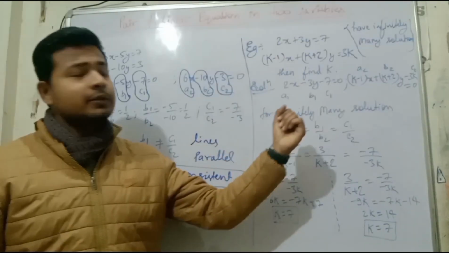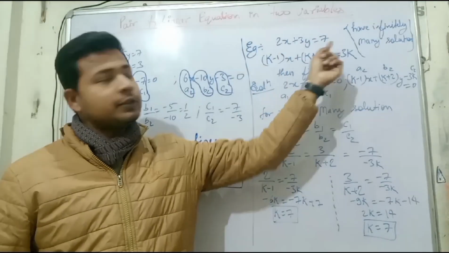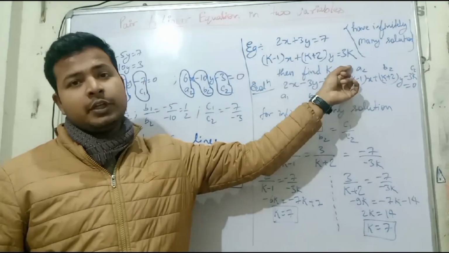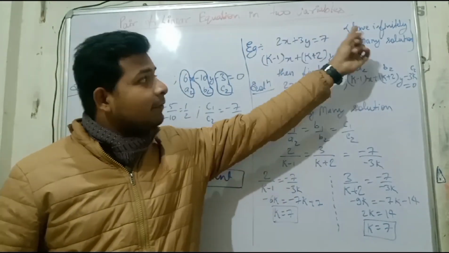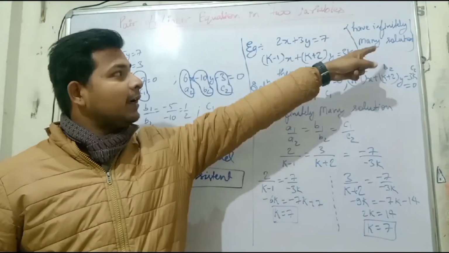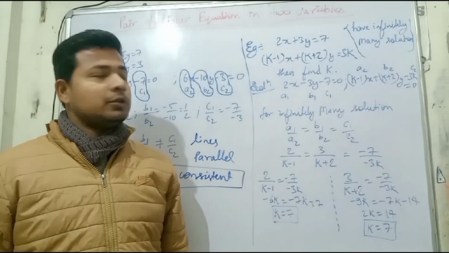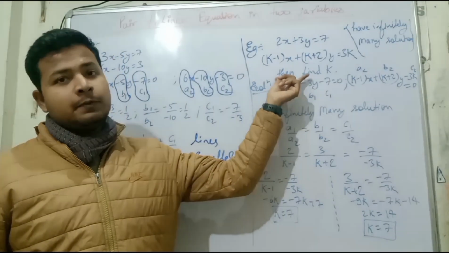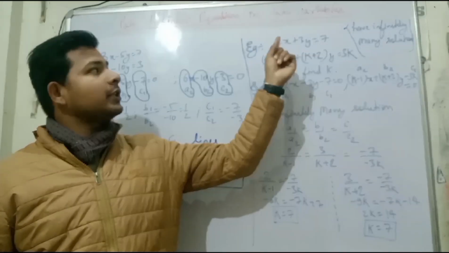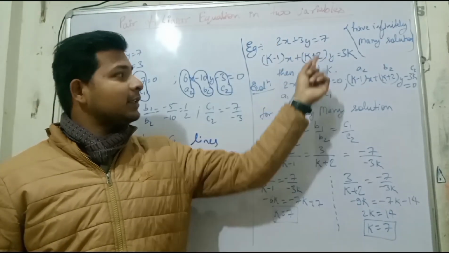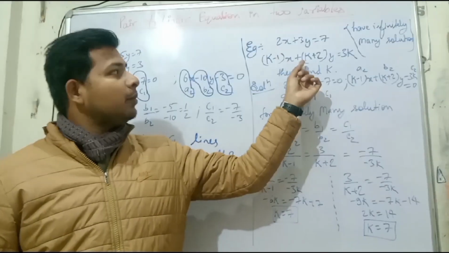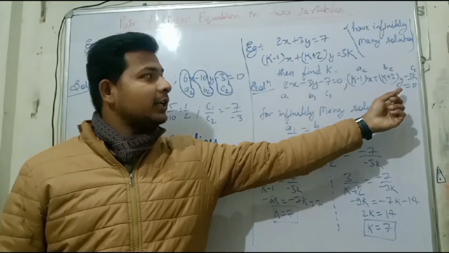One more example is here: 2x plus 3y equals 7 and (k minus 1)x plus (k plus 2)y equals 3k have infinitely many solutions. It is given that these two lines have infinitely many solutions. Now we have to find the value of k. In that case, first of all, write these equations in standard form. This will be 2x plus 3y minus 7, which is written here. So this will be what? (k minus 1)x plus (k plus 2)y minus 3k.